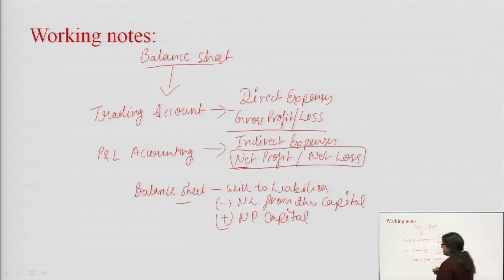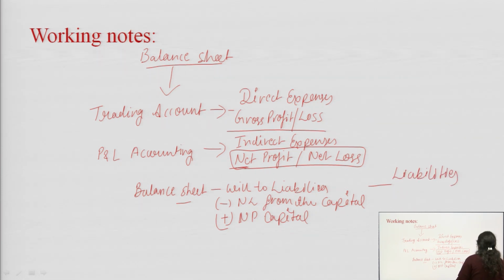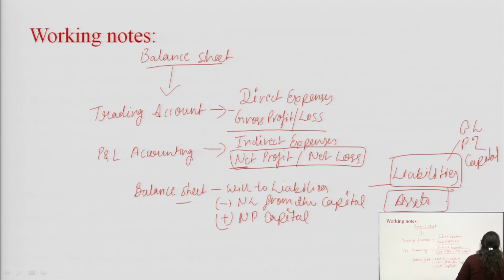In this statement, once you are preparing the balance sheet, we actually consider two things. One is your liabilities and the other one is your assets. All the assets you are supposed to consider on one hand, and on the other side you consider your current liabilities, your fixed liabilities, as well as your capital. On the asset side, we consider your current assets and fixed assets.